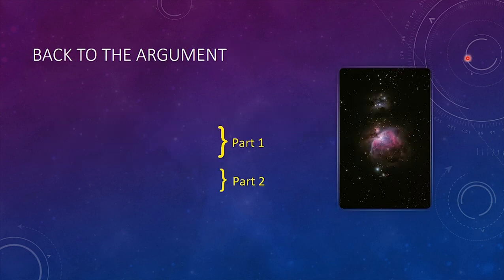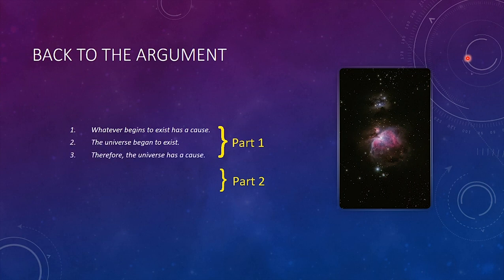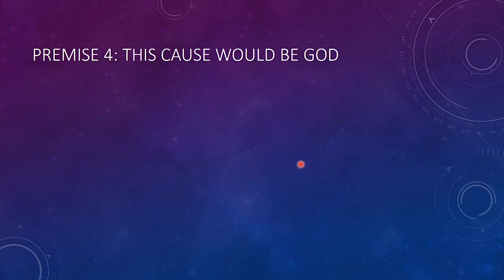Now let's come back to the overall Kalam argument. Remember the argument. Whatever begins to exist has a cause. The universe began to exist. Therefore, the universe has a cause. This cause would be God. Therefore, God exists. Well, why think, even if the universe has a cause, that the cause would be God? Why think that? Well, let's have a closer look.